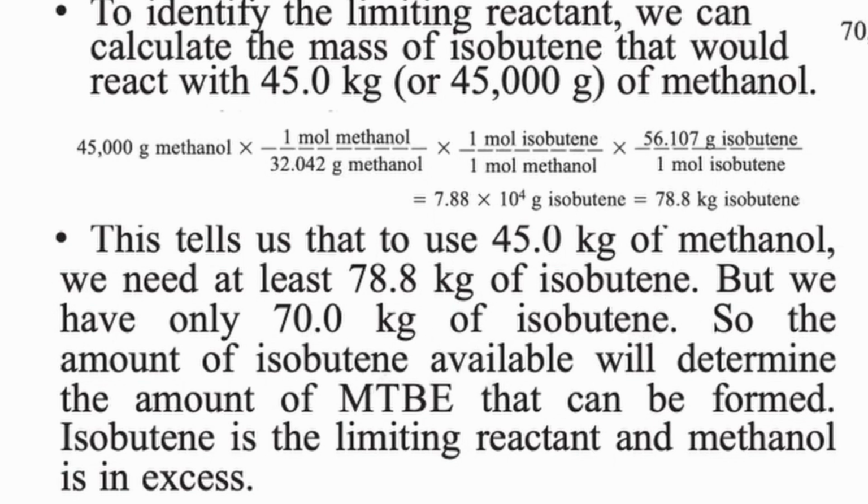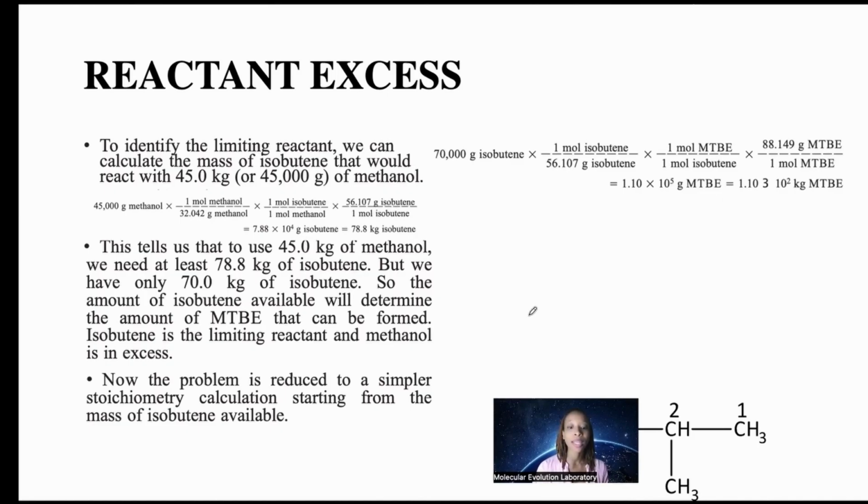So the amount of MTBE that can be formed will be determined by the amount of isobutane available. Isobutane is the limiting reactant and methanol is in excess, because we need 78.8 kilograms of isobutane and we only have 70. Now the problem is reduced to a simpler stoichiometry calculation starting from the mass of isobutane available.